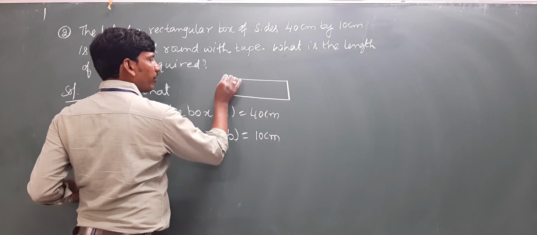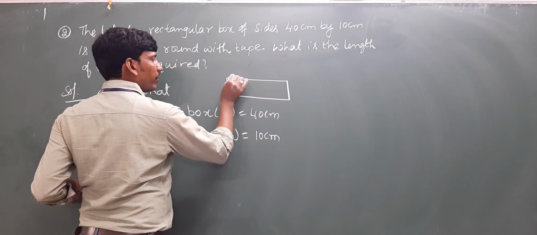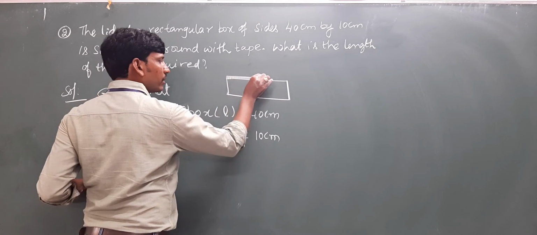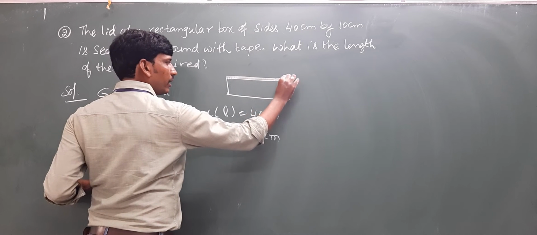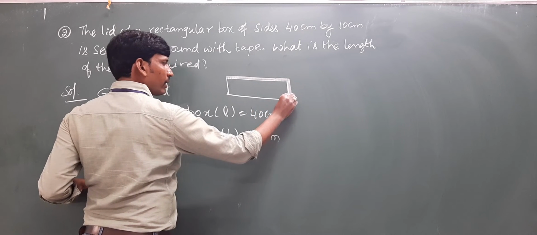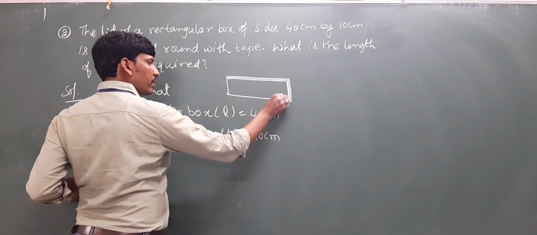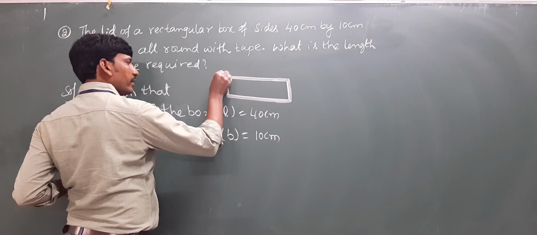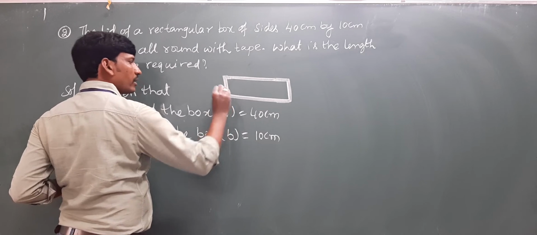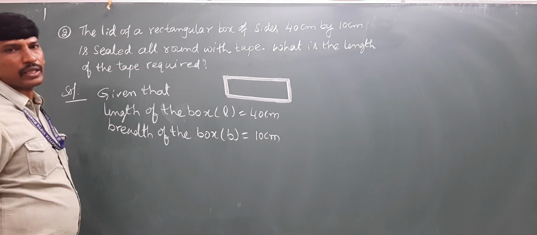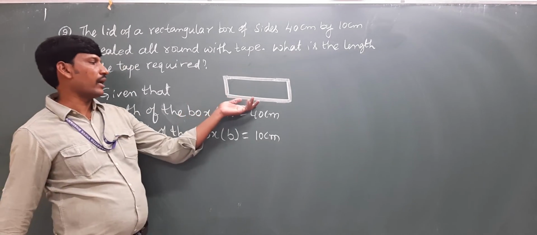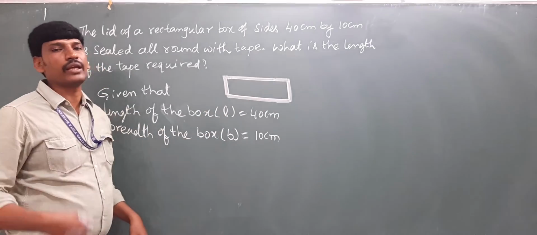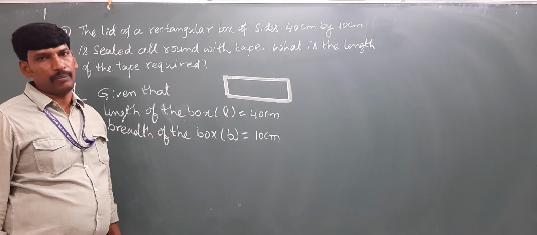It is sealed with tape like this. Totally sealed with tape. Clear? So what is required? What is the length of the tape required? That means this is nothing but the perimeter of a rectangle. To find the perimeter of the rectangle gives the length of the required tape.